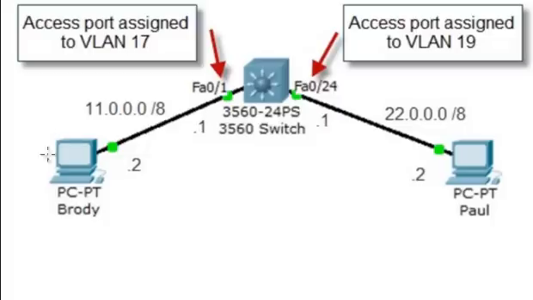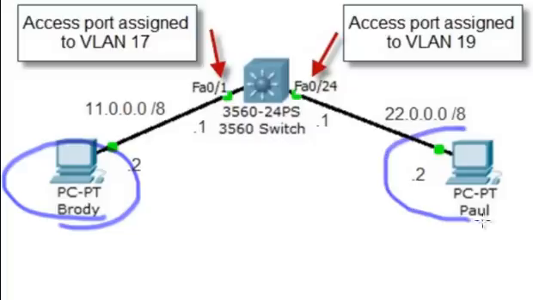I've got a couple PCs here. I've got a PC named Brody right here, and it's at the IP address of 11.0.0.2. And I've got a PC over here on the right called Paul. It's at the IP address 22.0.0.2 also. So the different networks, 22 network and the 11 network, the host bits are the same, but they're on different logical layer 3 networks.